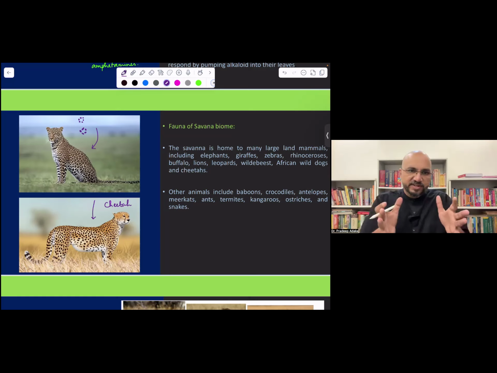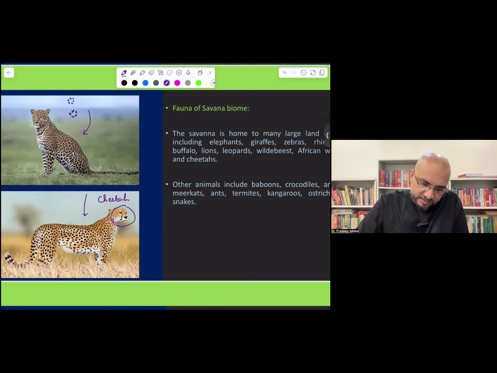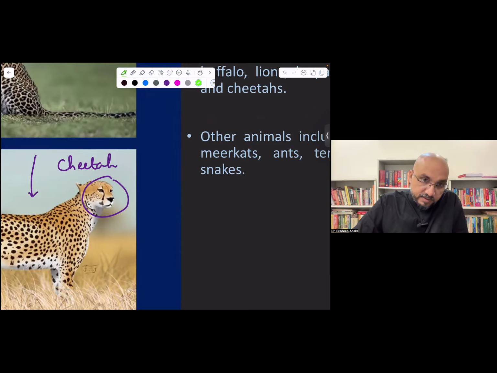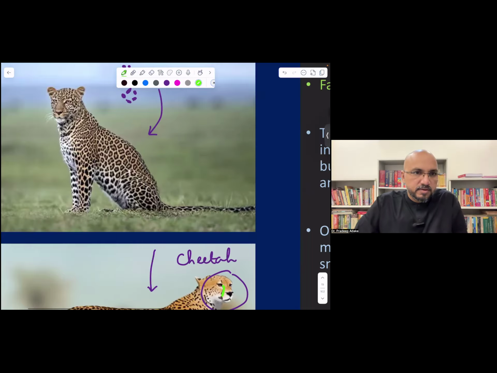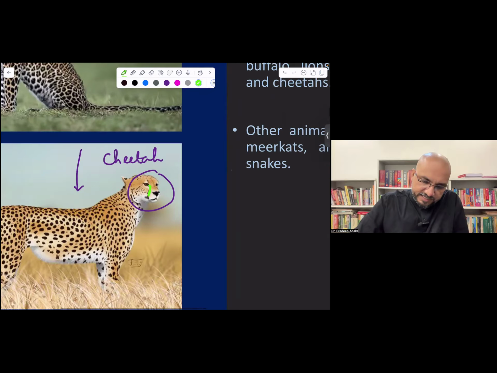A leopard's body is very stout, very thick, and very large compared to a cheetah. Cheetahs are very slender. They have a very streamlined body. That is why they can run very fast, as the air resistance is very less. The cheetah's face is also smaller, and they have a tear line, right? You can see they have a tear line. This is not there in the case of leopards. Cheetahs have this tear line.